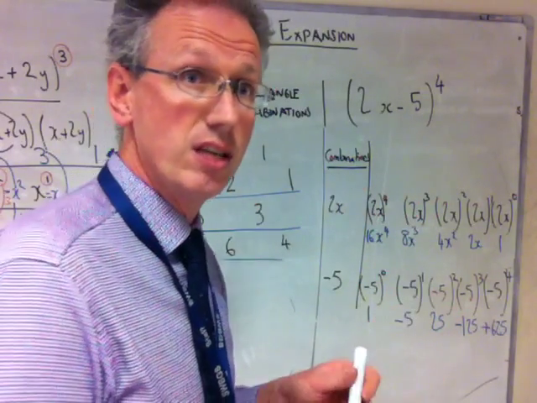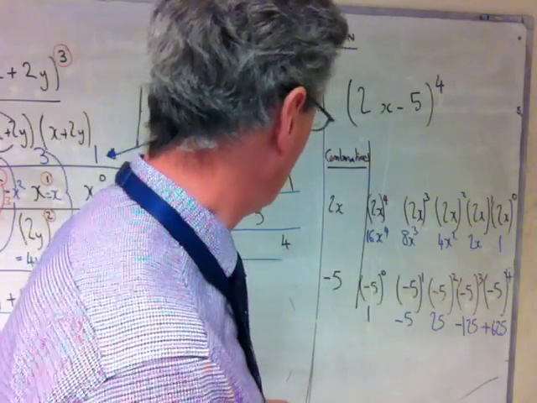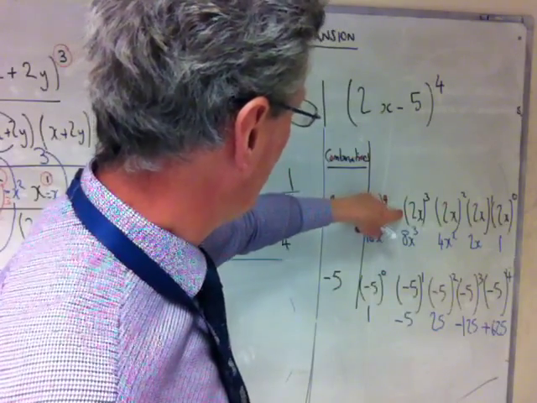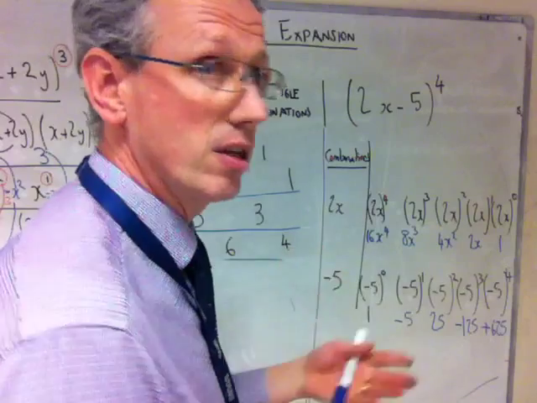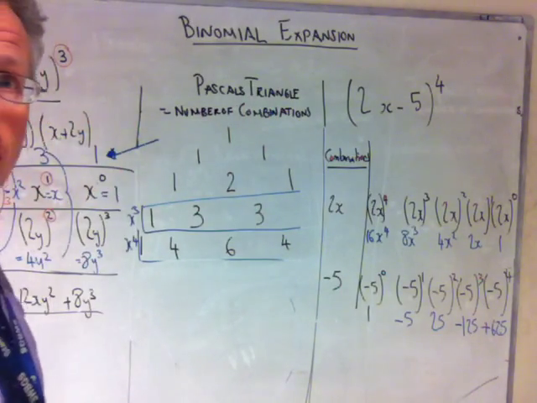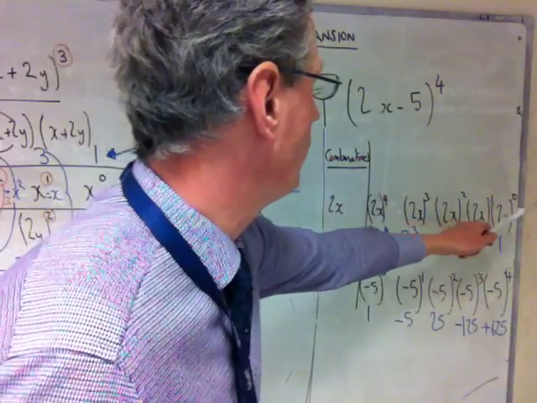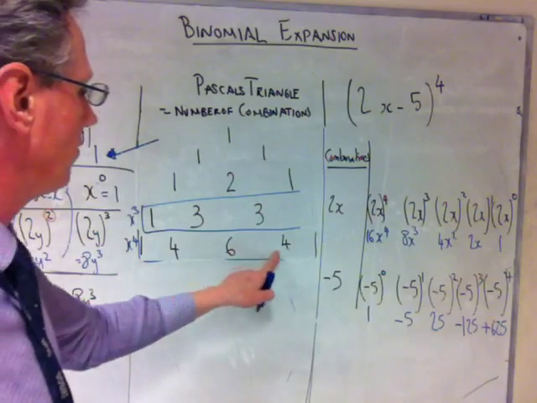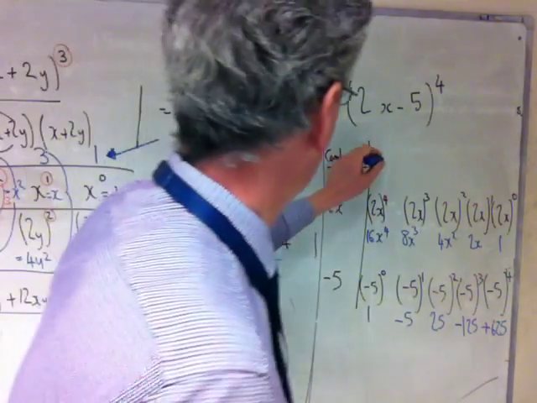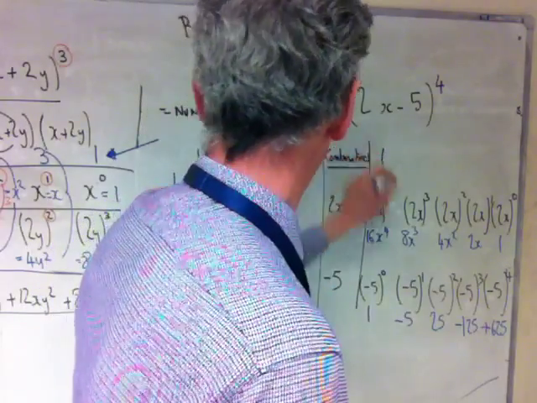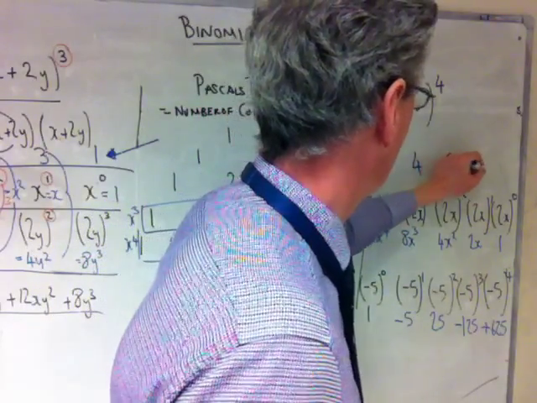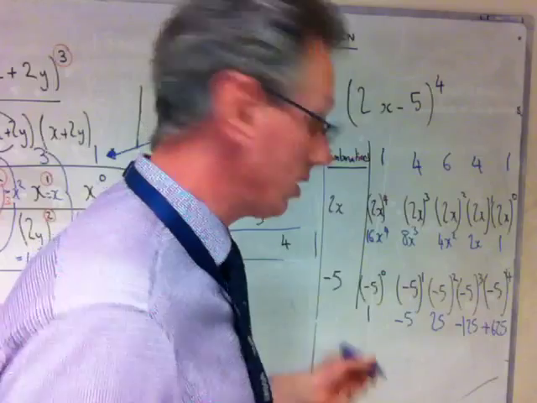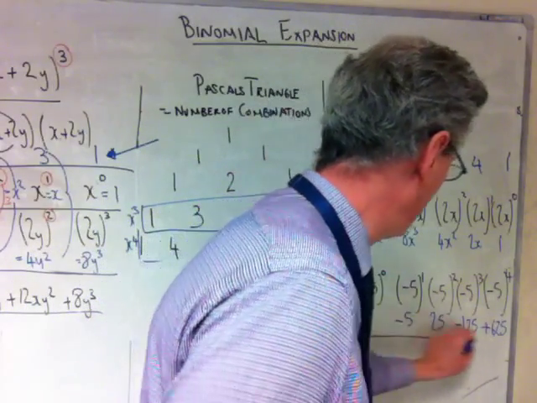Now, what we also need is the number of possible ways that you could do the different combinations. So, how many different ways could you do 3 lots of 2x and 1 lot of minus 5? This comes back to our Pascal's triangle. Now, how many terms have we got? 1, 2, 3, 4, 5. We need to use the one that's got 5 terms. So I need to use 1, 4, 6, 4, and 1. Okay, so now we've got our terms, we can start to pull it together and multiply it out.